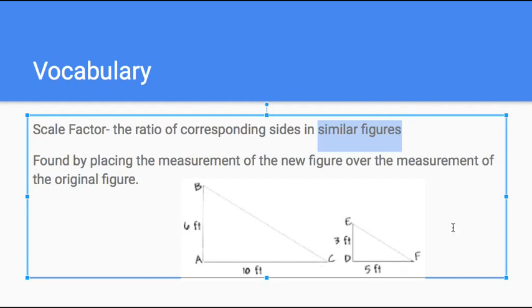So if I wanted to find the scale factor of this situation, I'm going to put 3 over 6. So my scale factor is going to be 3 over 6, which is 1/2. I can also find it by doing 5 over 10, which would again give me 1/2. So that's my scale factor.